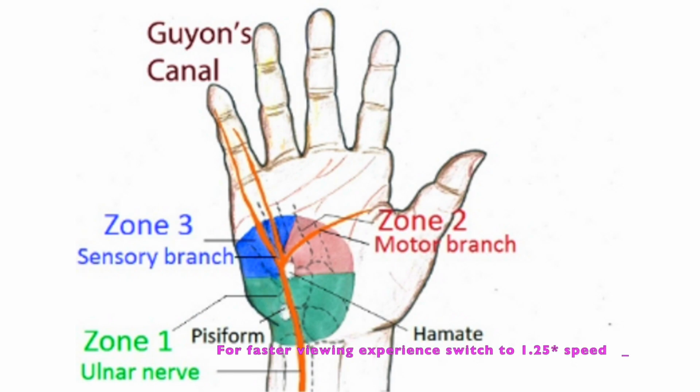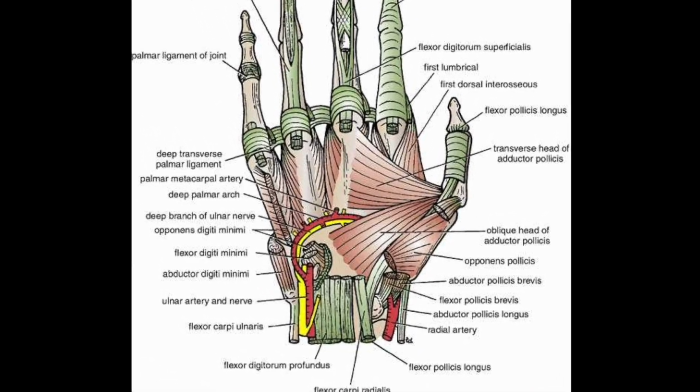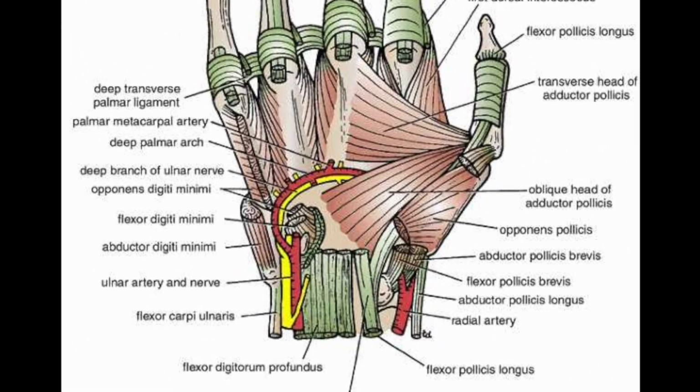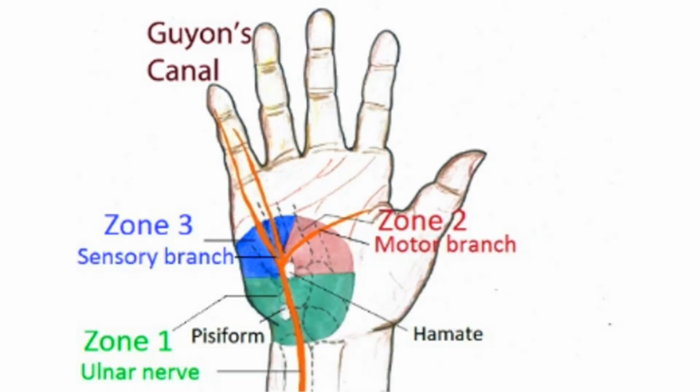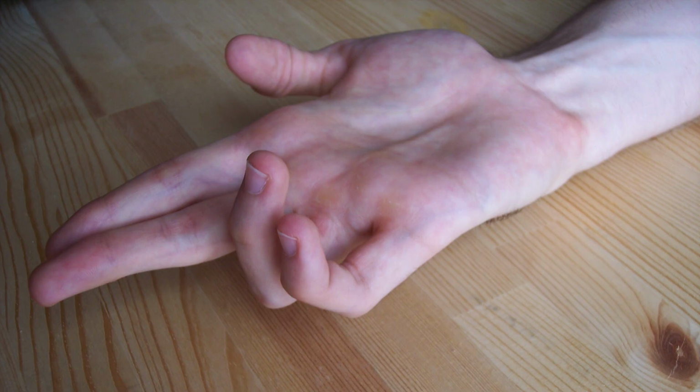Now zone 2 is compression of the motor branch, that is the deep branch of the ulnar nerve. So you know that the deep branch takes a curve laterally within the curvature of the deep palmar arch. So if there is compression of the deep branch of the ulnar nerve, you can imagine the 14 out of the 15 muscles that are innervated by the deep branch will be paralyzed. And of course, that will lead to partial claw hand.